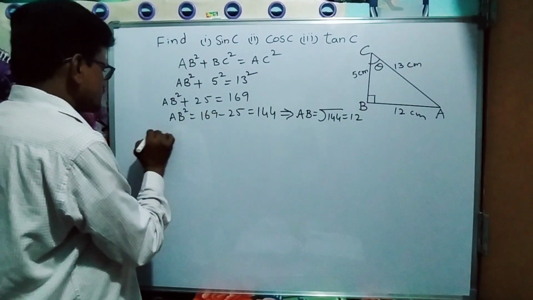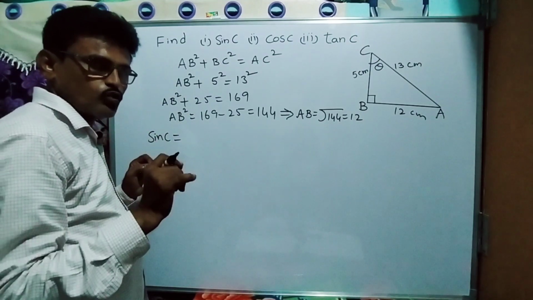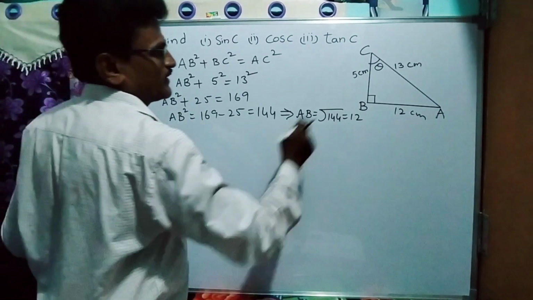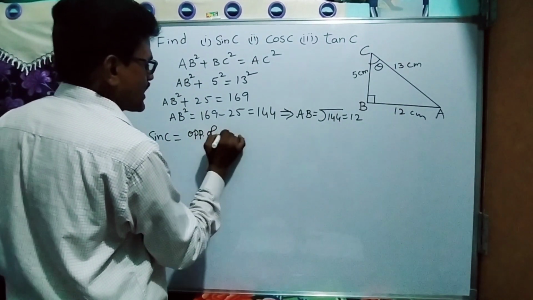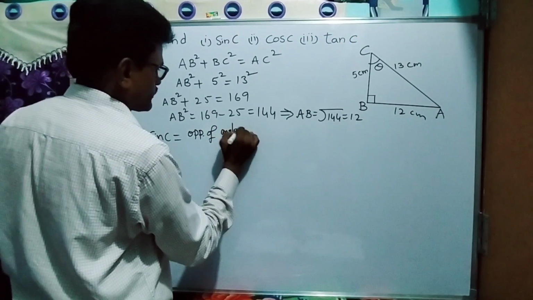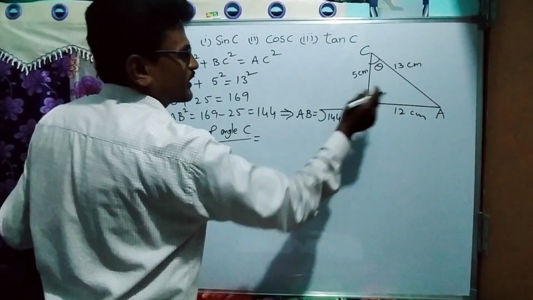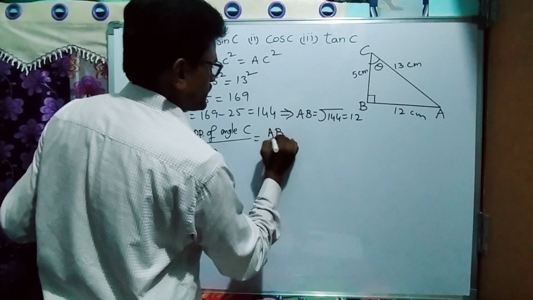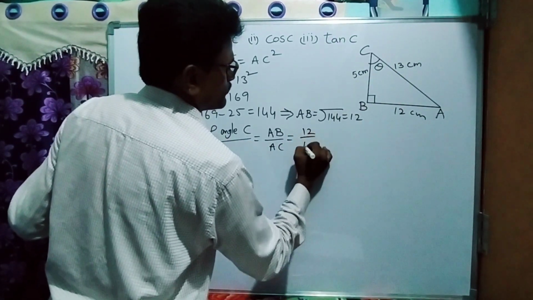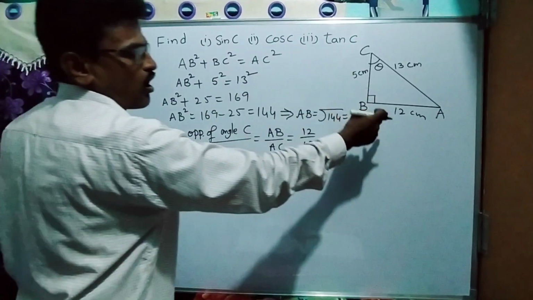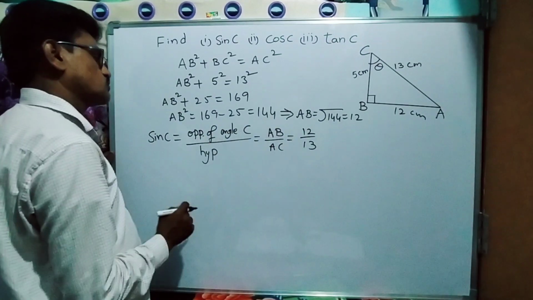Now what are they asking? Sin C, first one. What is sin? Students, always write the ratios. Sin C is the opposite of angle C by hypotenuse. That is AB by AC. How much is it? 12 by 13. So sin C is the opposite of angle C by hypotenuse, that is 12 by 13.